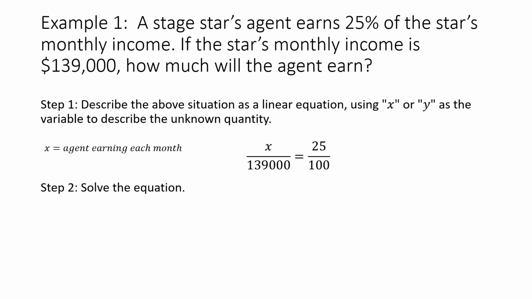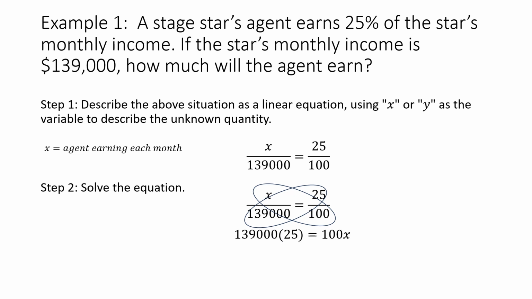So now in step 2, I'm going to actually solve the equation. To solve this equation, I'm going to cross multiply. So I'm going to do 139,000 times 25, and then I'm going to do 100 times x. That's going to simplify to 3,475,000 equals 100x. Then I'm going to divide both sides by 100, and that's going to give me x equal to 34,750. So that's how much the agent is going to earn each month as being the stage star's agent.